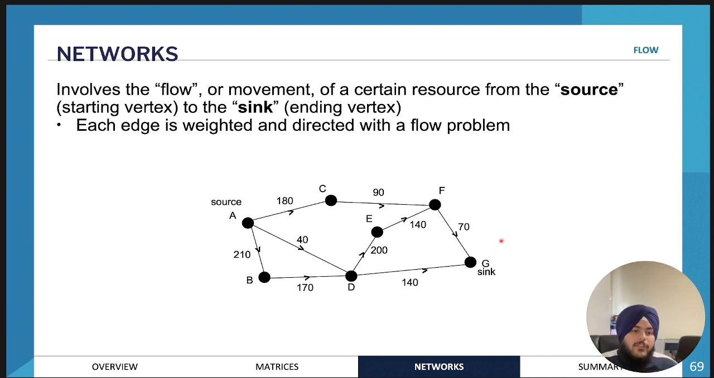So this is a way of calculating the maximum flow. That's what you'll be using these types of graphs to calculate. So maximum flow is, overall, what is the maximum flow of water that we can get each second?